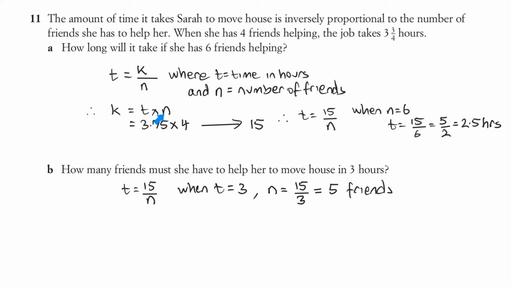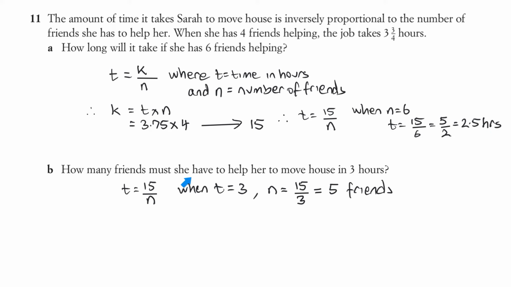K equals T times N. All I've done here is rearrange to make K the subject. We were told that with 4 friends, the job takes 3 3/4 hours. That's 3.75 hours times 4, which is 15. Substituting 15 for K, I've got T equals 15 on N. Now they've asked how long will it take if she has 6 friends helping? So N equals 6, T equals 15 on 6, which equals 5 on 2, which is 2.5 hours.